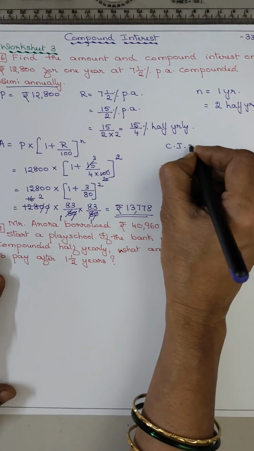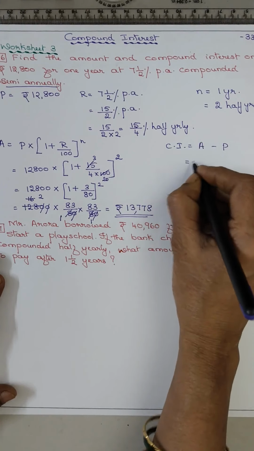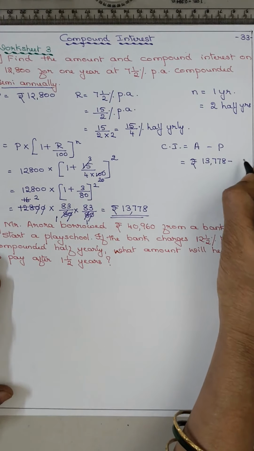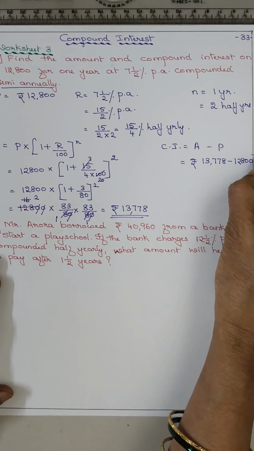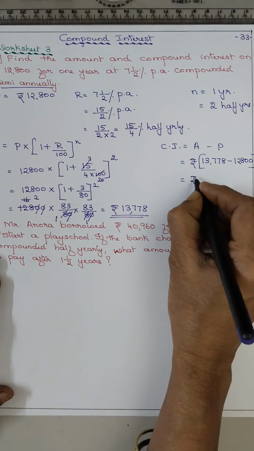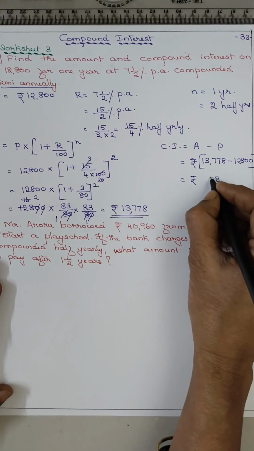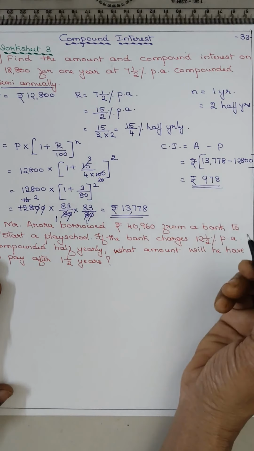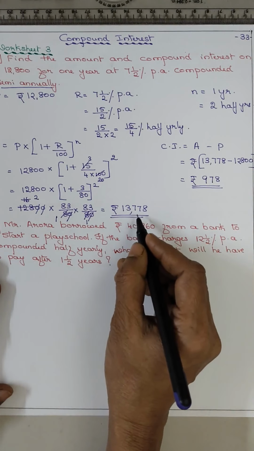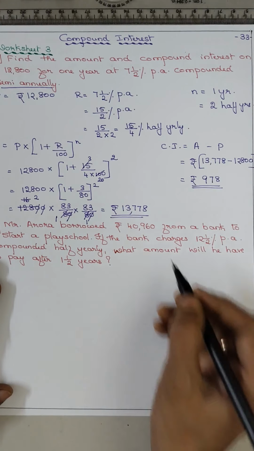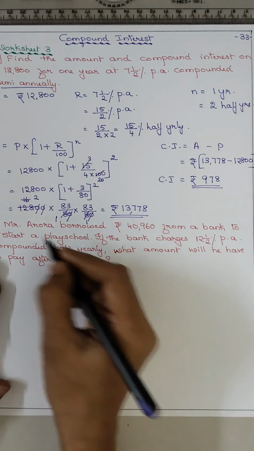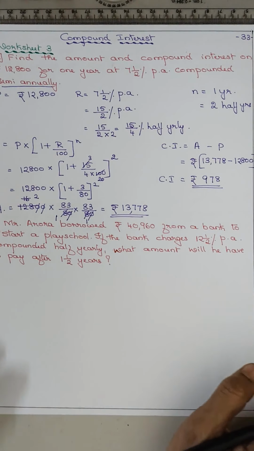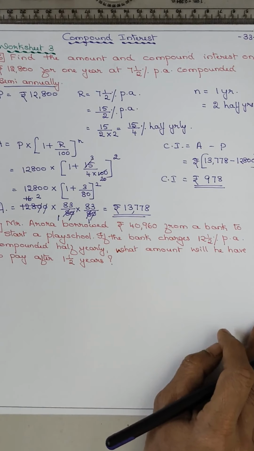Now find out CI. A minus P. A is 13,778 minus 12,800. It will be 17 minus 8 is 9. So amount is 13,778 and CI is 978. Okay, that was question number 16. Easy. Now coming to the 17th sum.